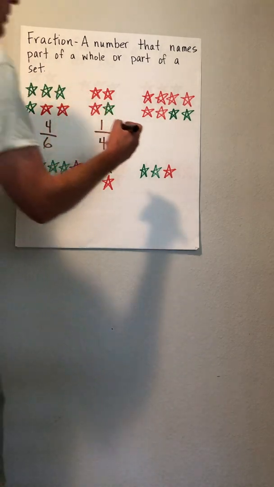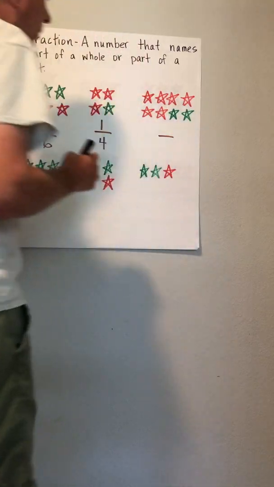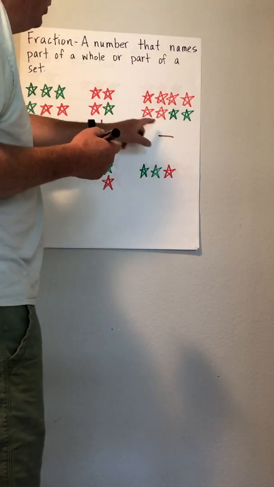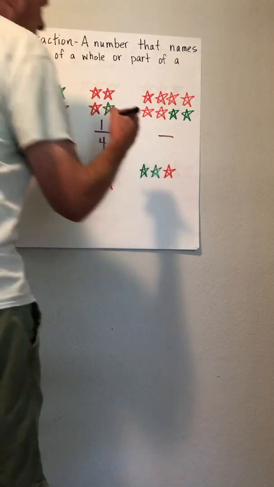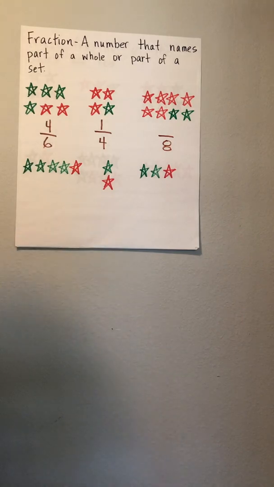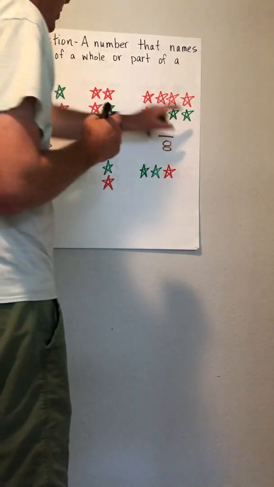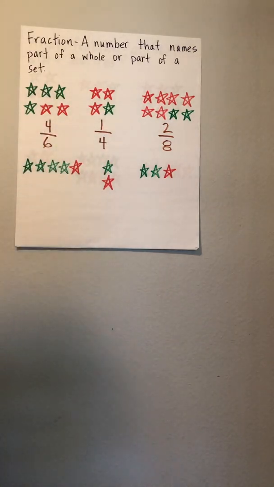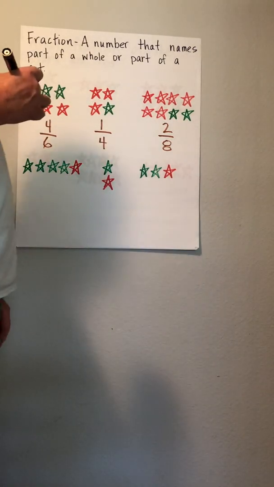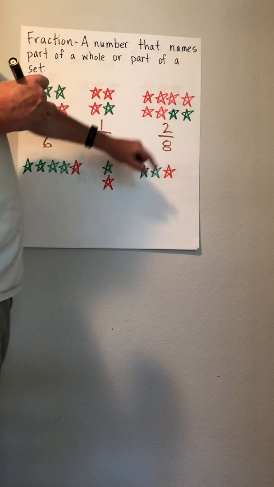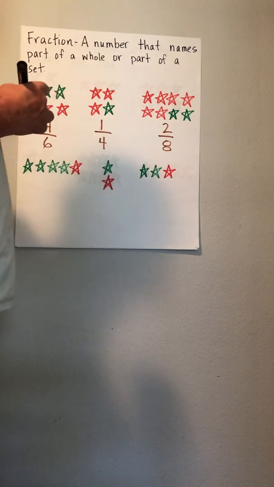Okay, moving on to this one here. Okay, how many stars do we have all together? 1, 2, 3, 4, 5, 6, 7, 8. Now, how many of those stars are green? 1, 2. So, 2/8 of the stars are green. 2/8. Okay? 2 out of 8.